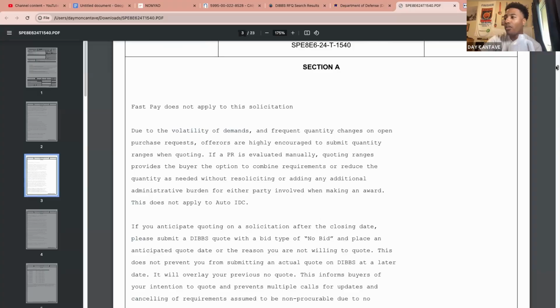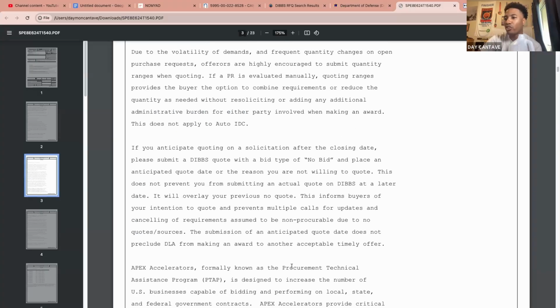And then all this stuff is pretty much just jargon about where they find your PTAC or your APEX. And then talking about if you're going to submit a bid but it's after the date, then what are you going to do? Can you please submit it with a no bid? But realistically, if you weren't going to bid on something, you just leave it alone. This is kind of redundant. There's a lot of redundancy in the government.